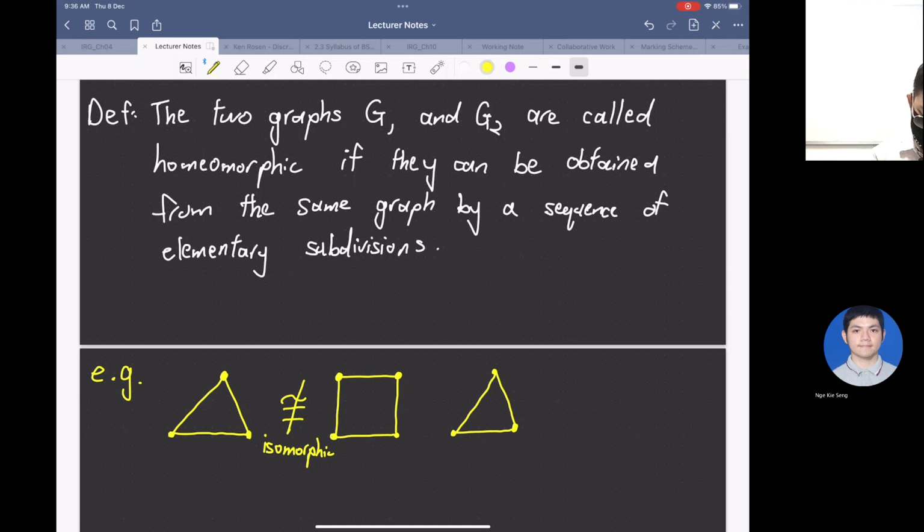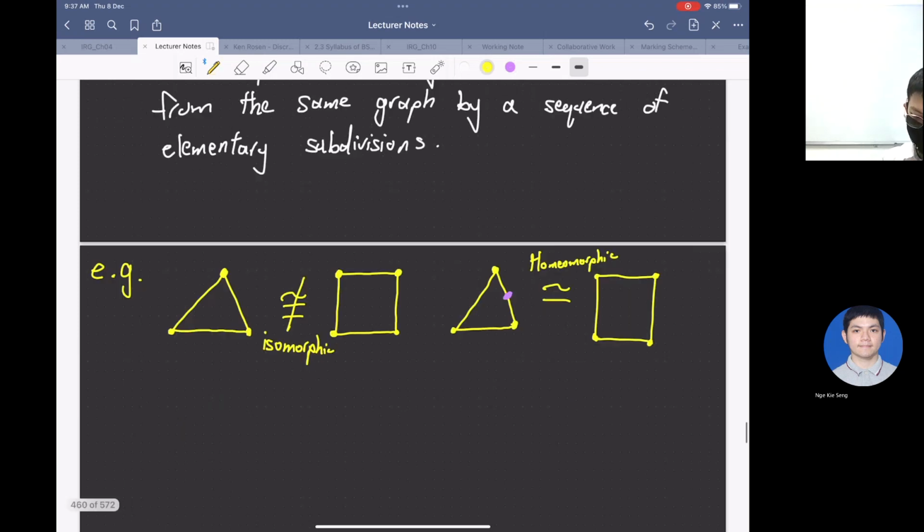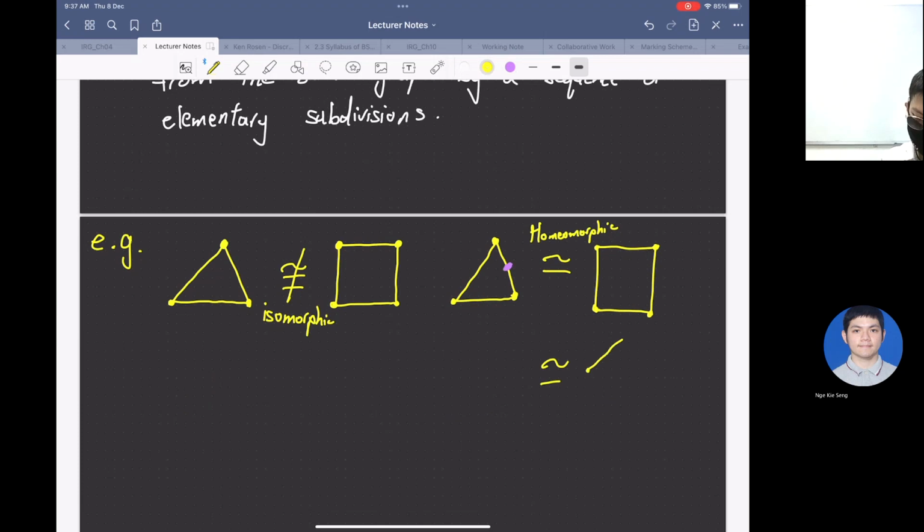the triangle is homeomorphic, let me put this notation here, a single horizontal line, it's homeomorphic to the square, because you can cut one of the edges. In this way, you can see that it is also homeomorphic to the pentagon, because you can keep cutting and keep going on. Actually, C to the power n.